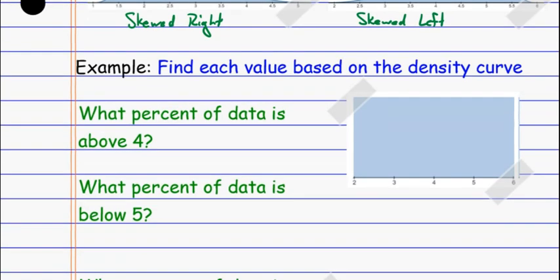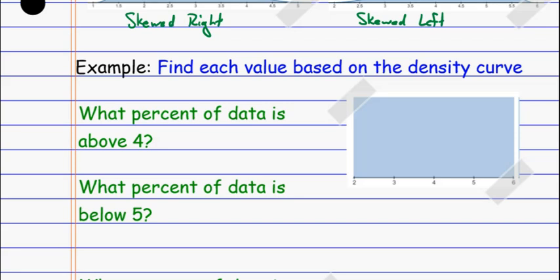So here's the way we kind of talk about these things. A lot of times we'll talk about the concentration in terms of percent of data, okay? What percent of the data would we say is from this value to this value, all right? So in this one, we're going to start with a uniform one because they're really easy to calculate, a simple division. So it says find each value based on the density curve. Well, with a uniform one, again, simple division because all the pieces as we look at this thing are going to be the same.